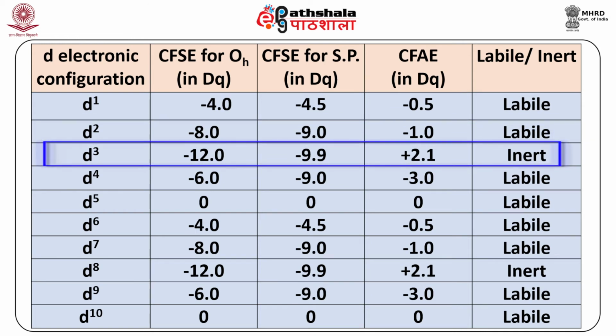When the third electron enters, the crystal field stabilization energy for an octahedral geometry would be minus 12 Dq, while in case of square pyramidal the crystal field stabilization energy will become equal to minus 9.9 Dq, since the third electron will enter a level of minus 0.9 Dq. So, in this case overall the crystal field activation energy will have a positive value, that is plus 2.1 Dq. So, in this case the molecule will not be labile for a dissociative mechanism, therefore it would be inert in nature.